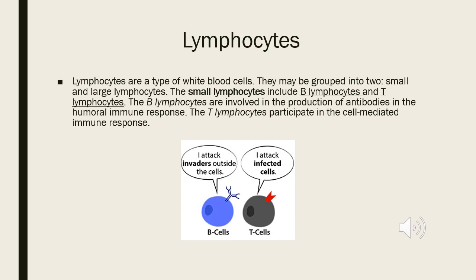Lymphocytes are a type of white blood cells. They may be grouped into two, small and large lymphocytes, but we will focus on the small lymphocytes. The small lymphocytes include B lymphocytes and T lymphocytes. The B lymphocytes are involved in the production of antibodies in the humoral immune response. The T lymphocytes participate in the cell-mediated immune response.